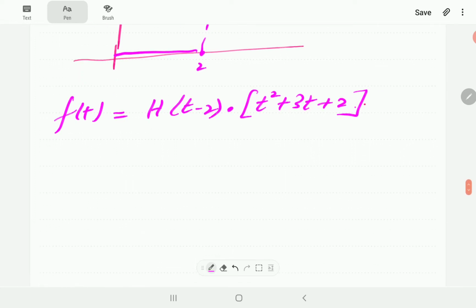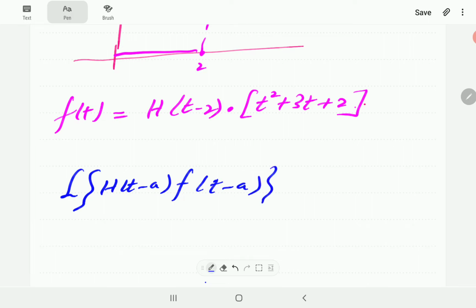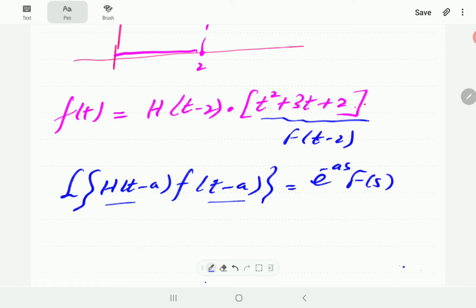However, the property that we have for Laplace transforms works better if the argument of the Heaviside function is exactly the same as the argument of the function at hand, because then we know that this is equal to that. So what it means is that we need to express this as some function of t minus 2.